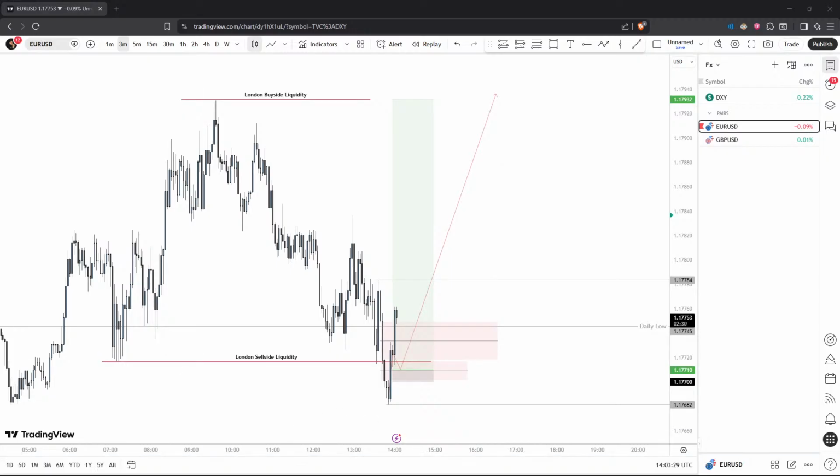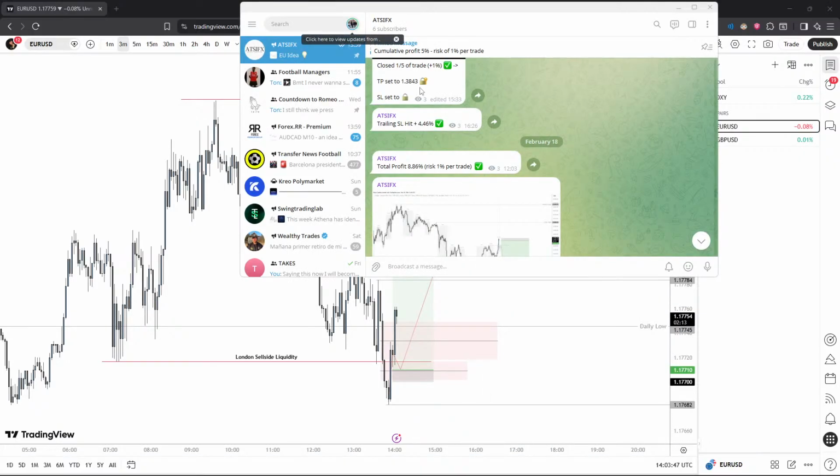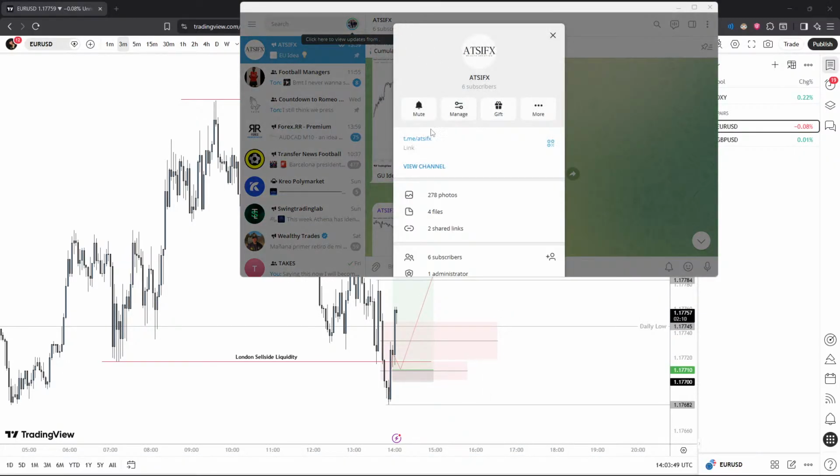I know this is a shorter stream. We started a little bit later just because I was studying the markets and putting some work in behind the scenes, which I didn't really want to stream. And then we've now entered a trade. Normally we end stream when we enter our first trade. Generally speaking, I take a trade a day. If there are any other trades, they will be posted in the Telegram.